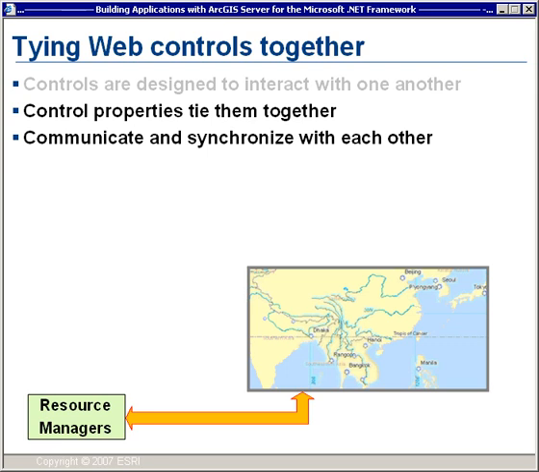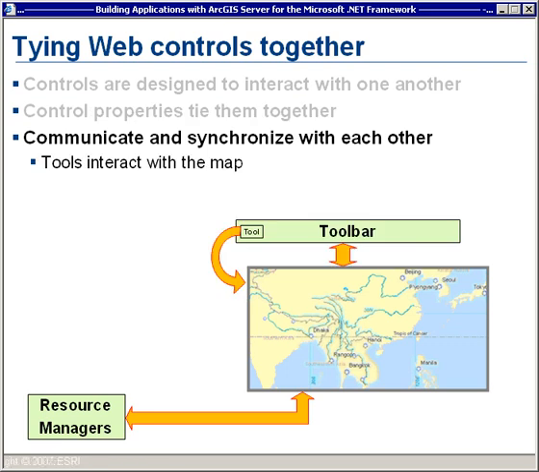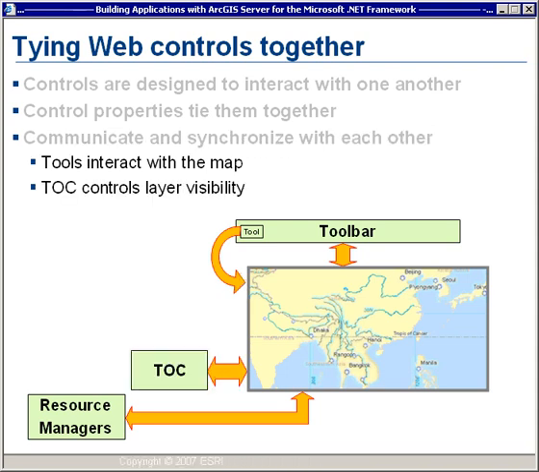There's other controls that work the same way. For example, the toolbar control. The toolbar control contains tools that interact with the map. You saw that when I panned and zoomed around the map. Those were examples of tools in the toolbar. We set that same association up through properties on the toolbar. We also have a table of contents control. You saw that in the map contents. That ties to a specific map because we might have multiple maps on our page.